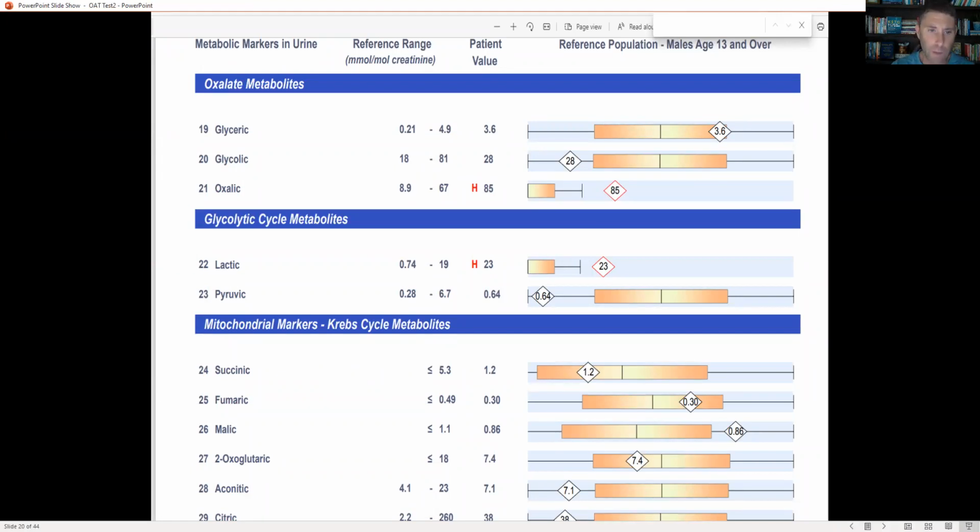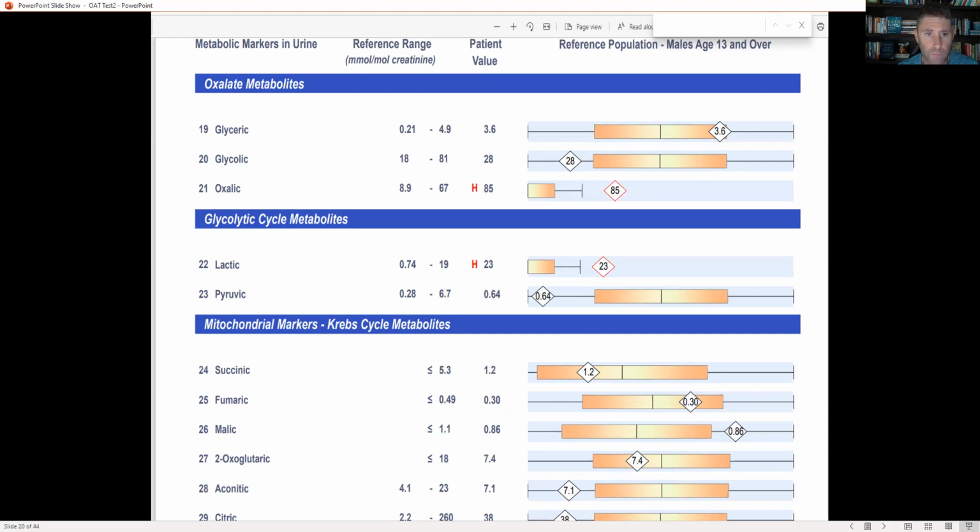So lactic and pyruvic acid are markers of sugar metabolism, right? We've heard of lactic acid, for example, when we are producing energy in an anaerobic state, like when you're exercising at a high intensity and you don't have enough oxygen. We produce a lot of energy through glycolysis, which is breaking down sugar, and we produce a lot of lactic acid. And that's where we feel the burn.